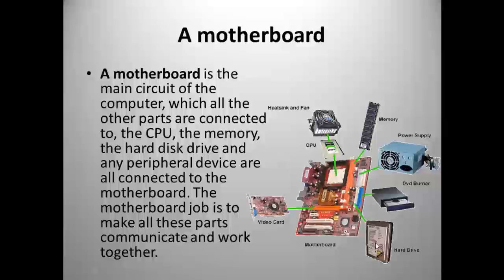So if this file stored here needs processing, then how would it go? It would go through the motherboard. So now we know what a motherboard is and what it does, right?